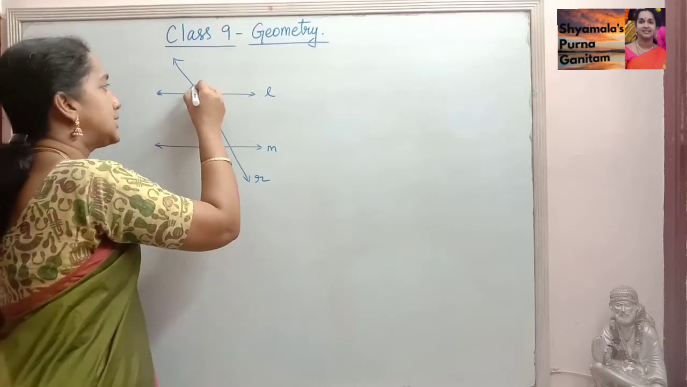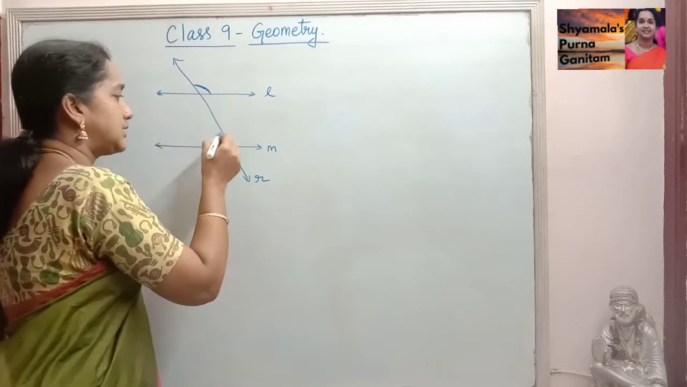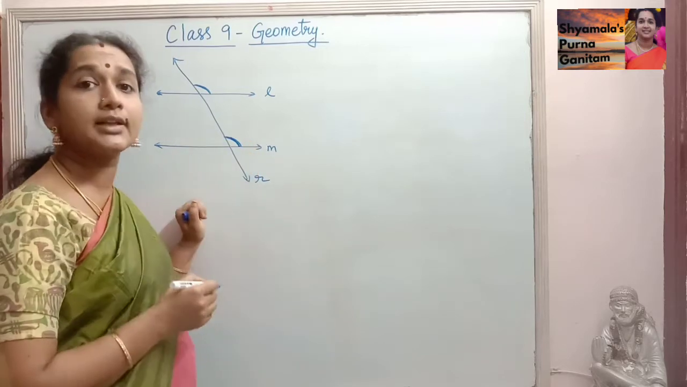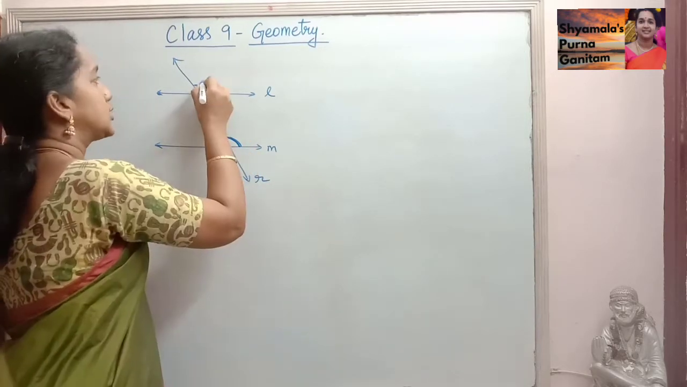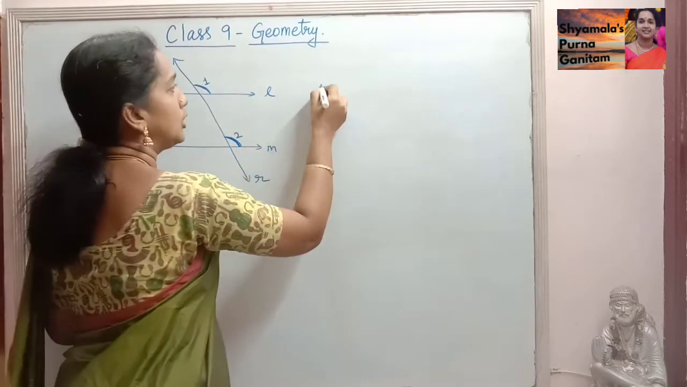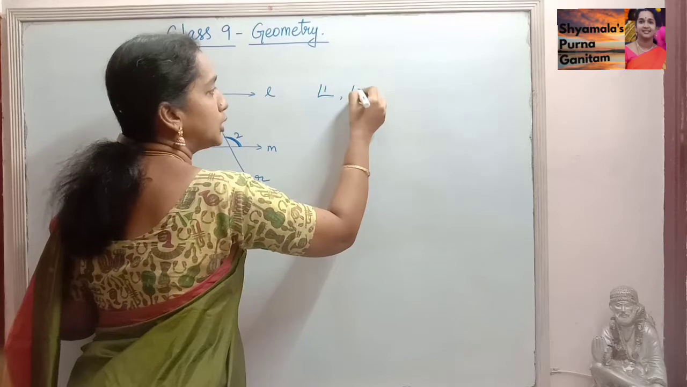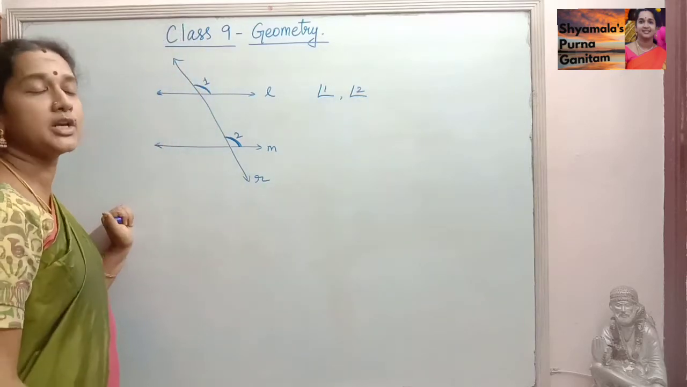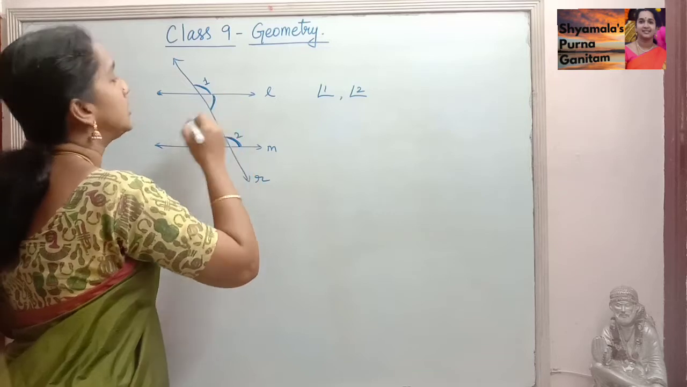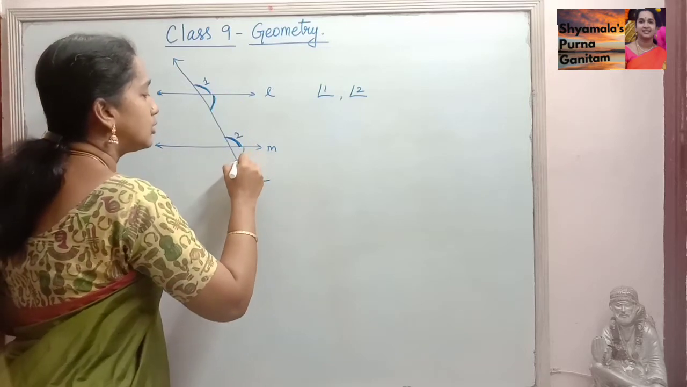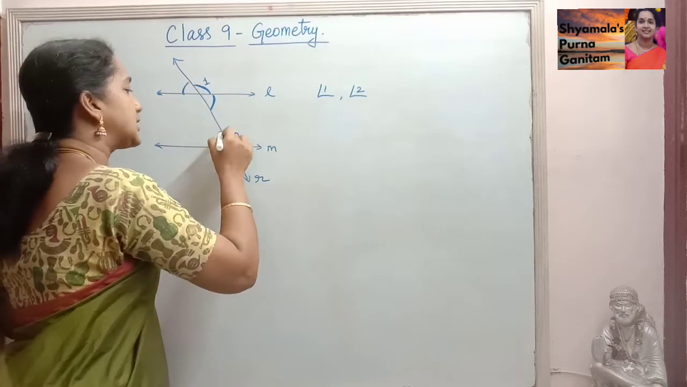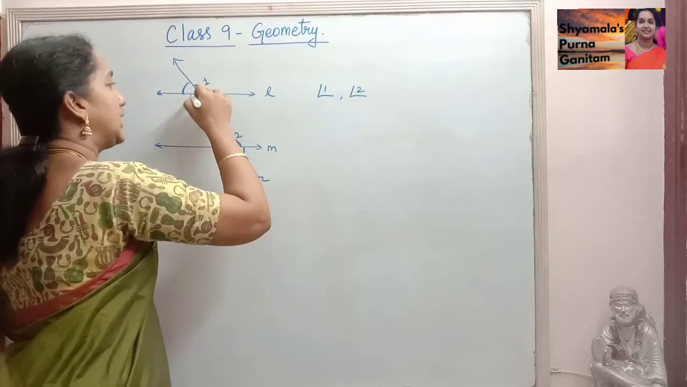That is, this angle on the parallel sides, this is called corresponding angles. So this one, we'll name these as 1 and 2. Angle 1, angle 2, we'll say this as corresponding angles. Not only that, these angles also. So this one is also corresponding to this one. Same way on the other side also. All these, we'll say it as corresponding angles.